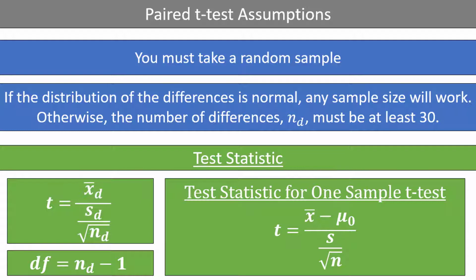The only difference is that we have mu sub 0 in the one sample t-test formula, which is missing in the paired t-test formula. The reason is, we typically use a hypothesized mean value of 0 for the paired t-test, which eliminates this term in the paired t-test formula. Let's look at an example.